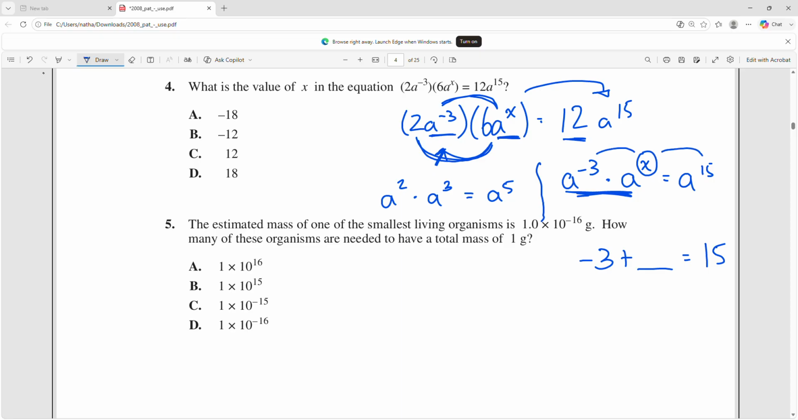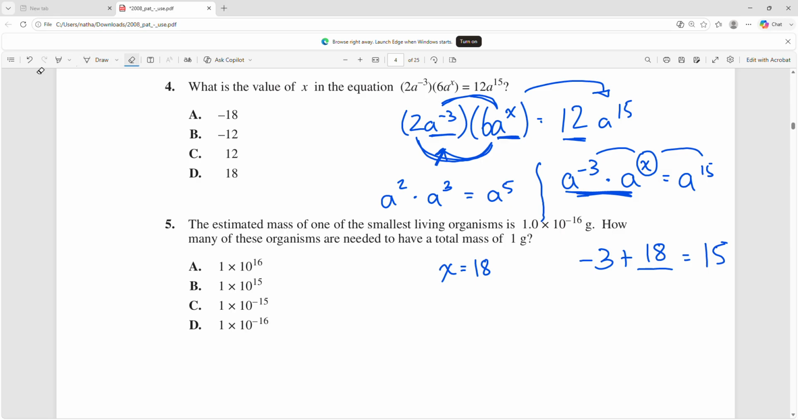So what are we missing? So we would have to add whatever would get us to 15. Now you could do this a couple ways. If you're good with mental math, you realize you need 3 more to get up to 0 and another 15. So we would have to add 18 to get us to positive 15, right? So that means our x is 18, that missing exponent.